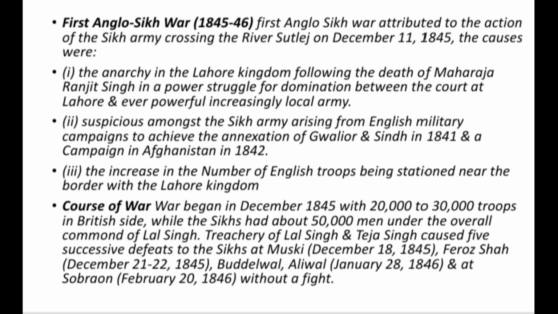Now the course of war. The war began in December 1845 with 20,000 to 30,000 troops on the British side, while the Sikhs had about 50,000 men under the overall command of Lal Singh.